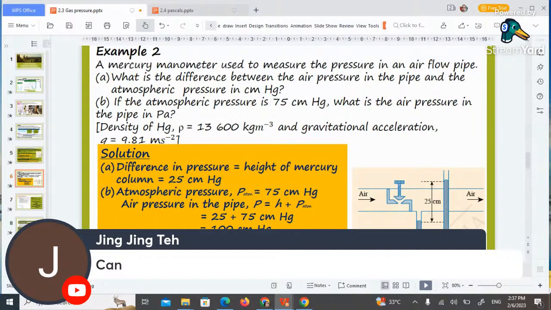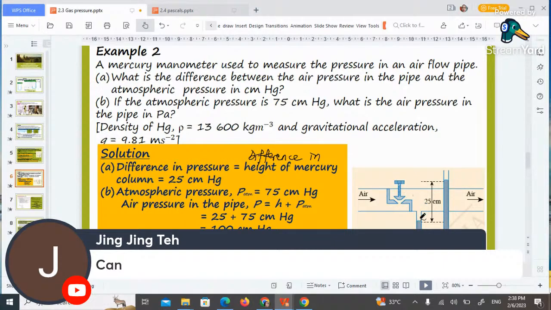So the information given is the density of mercury and gravitational acceleration. Okay, the difference in pressure equals the height of mercury column, the difference in height of mercury column, or the difference in level. It equals 25 centimeter mercury. Atmospheric pressure is 75 cm mercury. Thus, the air pressure in the pipe.